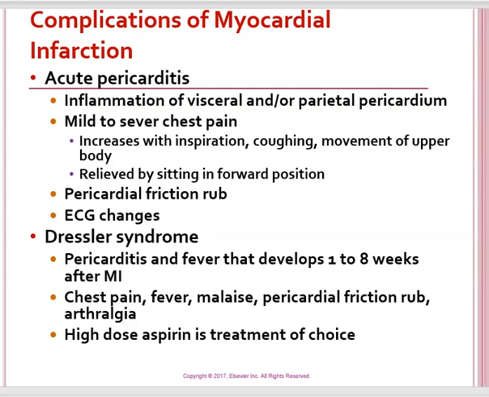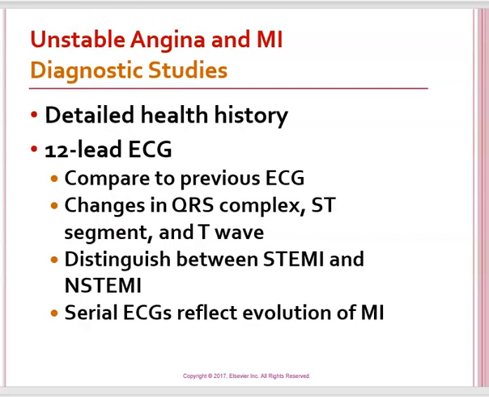Now, Dressler syndrome is a specific type of pericarditis. That develops 1 to 8 weeks after they've had an MI. They're going to have the chest pain, pericardial friction rub. What do we give them? High-dose aspirin. No, not 81 milligrams. Now it's 325 at least.